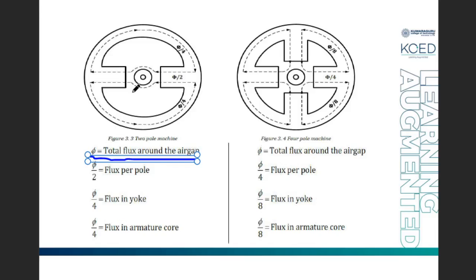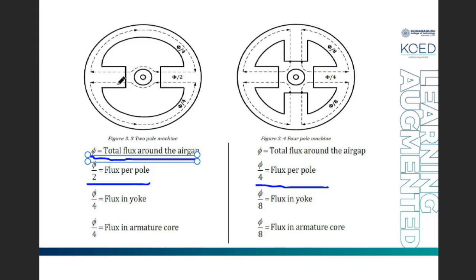That means we are going to see how much flux there will be under one pole. If we are assuming the total flux as phi, since we have two poles here, the flux per pole will be phi by 2. In this case, the flux per pole will be phi divided by 4 because the number of poles here is 4. Next, if the flux per pole is phi by 2, what about the flux in the yoke and the armature core?